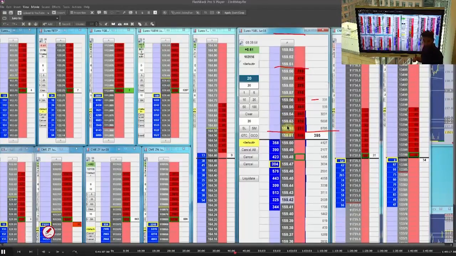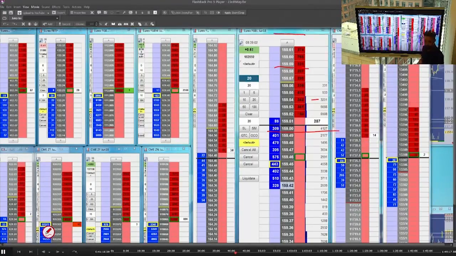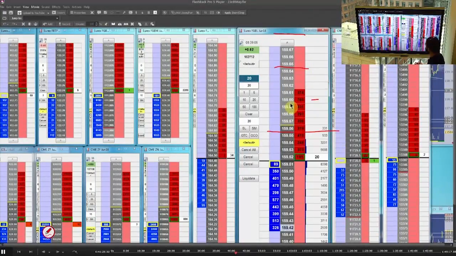So just with the execution, just being quite nimble and quite subtle with taking a little bit of size off the table as you're given more information that doesn't necessarily fit your overall plan or ideal scenario of blowing through this area and going up towards those 65 levels.